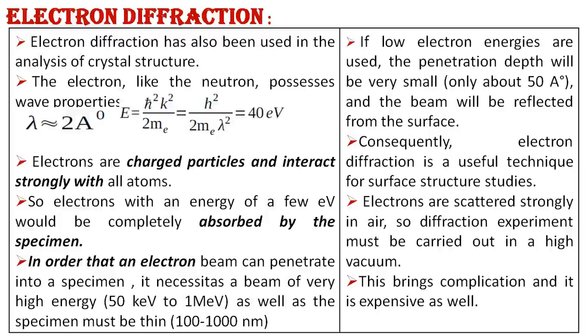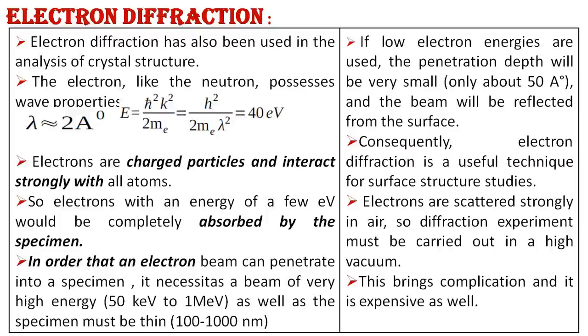Lambda is equal to 2 angstrom, E is equal to ħ²k² upon 2m, which is h² upon 2mλ², equal to 40. Electrons are charged particles and interact strongly with all atoms. So electrons with an energy of a few electron volts would be completely absorbed by the specimen. In order that an electron beam can penetrate into a specimen, it necessitates a beam of very high energy, 50 keV to 1 MeV, as well as a specimen thickness of 100 to 1000 nanometers.